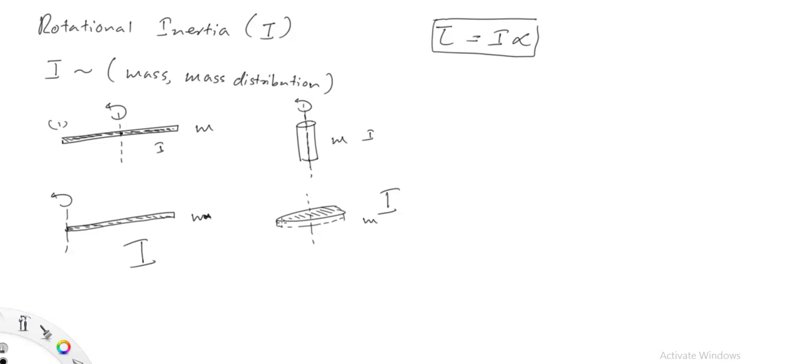So different shapes, different objects will have different rotational inertias, and for certain common shapes, certain common objects like cylinders, spheres, discs, or hollow spheres, hoops, we have set equations, and I will give those equations to you in a minute. But what's the simplest case, or the fundamental case? The simplest case is a point particle, a point mass.